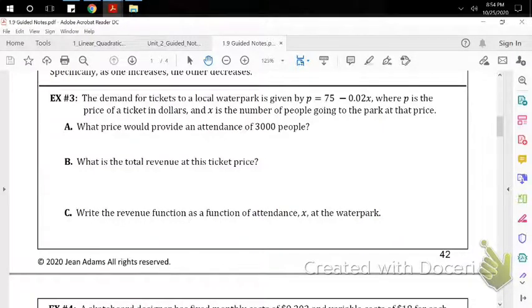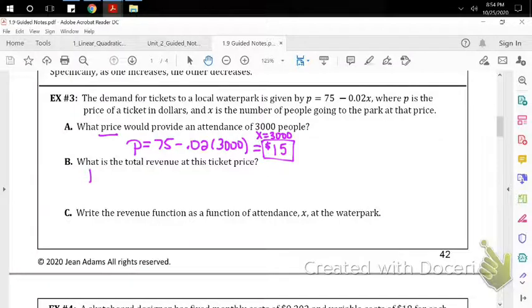So we know then that X is equal to 3,000, and we can plug it in to find the price P. Alright, so P is equal to 75 minus 0.02 times 3,000. And we should get 15. And we're talking about price, and it's in dollars. So $15.